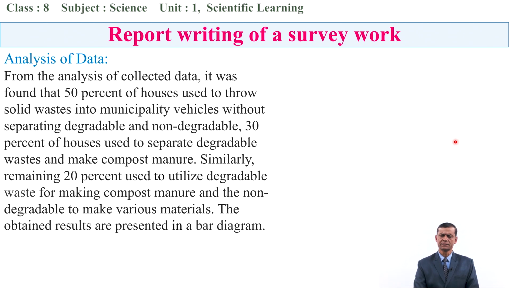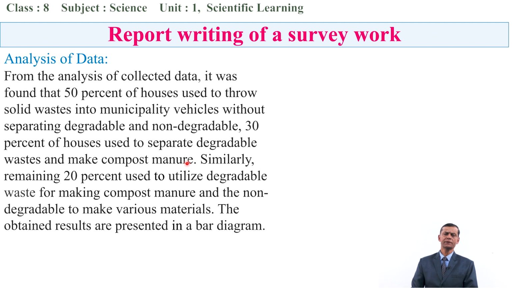Now, report writing on survey work, then another step is analysis of the data, isn't it? How to analyze? From the analysis of the collected data, it was found that 50% of the houses used to throw solid waste into municipality vehicles without separating degradable and non-degradable waste. Similarly, 30% of houses used to separate degradable waste and make compost manure, isn't it? I think 30% have a good habit, good practice. They are using compost manure.